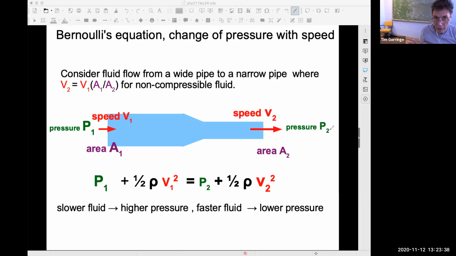Now, imagine you've got a type of fluid that we call a non-compressible fluid. Water is a non-compressible fluid. Actually, air is not really a non-compressible fluid, but for our examples, we're going to think about water as truly non-compressible, and we're going to approximate air as a non-compressible fluid. If the fluid is non-compressible, that means that where the pipe is wide, the fluid's going to be traveling slower than where the pipe is narrow. It's going to have to travel faster where the pipe is narrow.